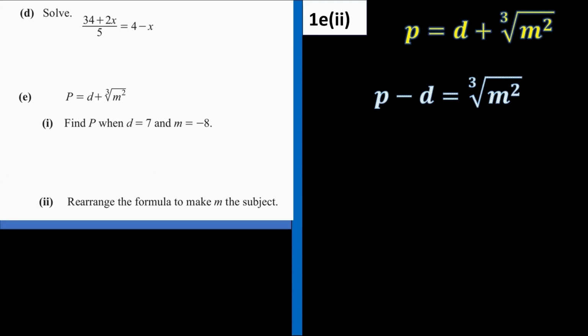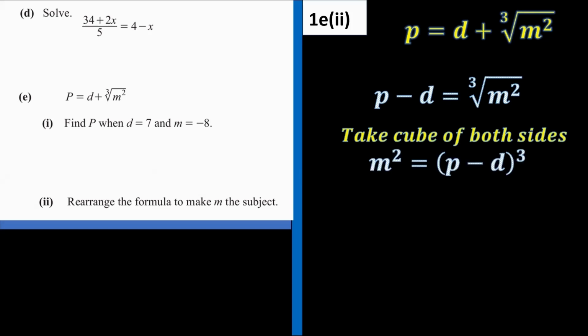What do we do to remove the cube root? Of course, we are going to use the cube to remove the cube root. So we say take the cube of both sides. That's what we can do to remove the cube root. And so when we take the cube of both sides, the cube and the cube root will cancel out, because of course one is the inverse of the other, and we have M squared equals P minus D raised to power 3. You don't need to bother opening the bracket.